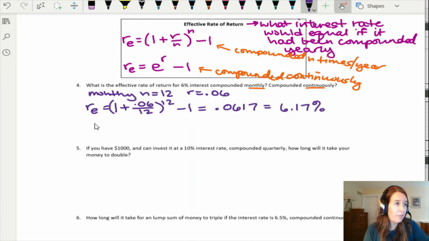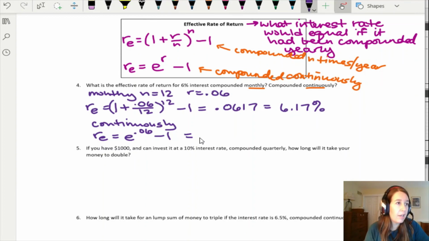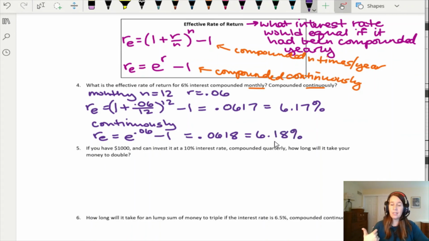For compounded continuously, the effective rate is e to the 0.06 minus 1. Type that in and you get 0.0618. So that's about 6.18%. So as we suspected, you get a little bit more if you're compounding continuously, but now you can see exactly how much more, 1/100%.